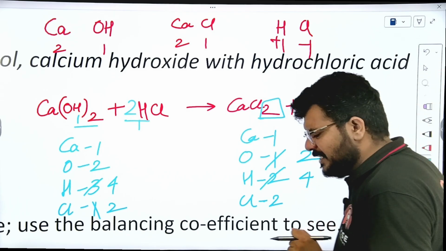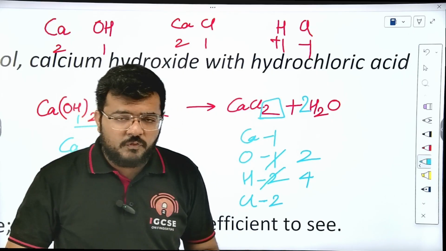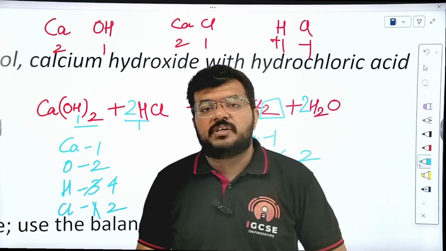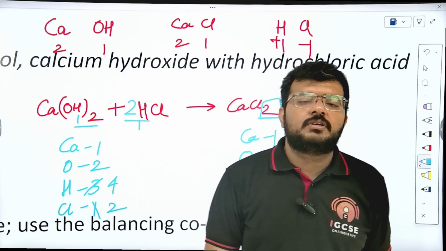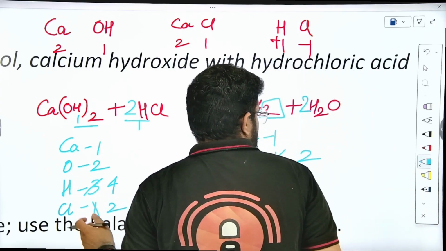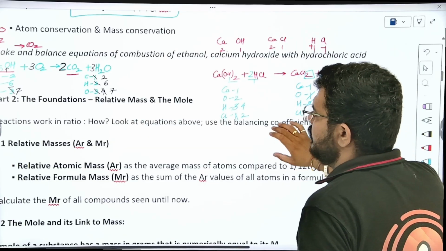So this was the basic first chapter. From here we have understood how to write formulas, we have understood how to balance equations. Now the rest of the chapter should become easier. Okay, so now we will go to the second part of this discussion.